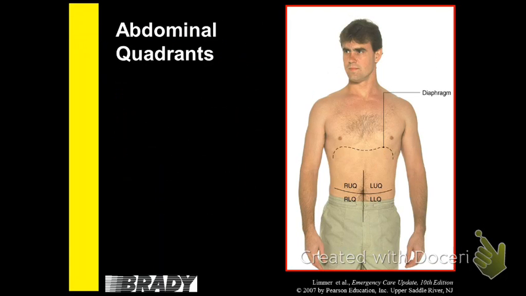Then when we look at this diagram, we see the diaphragm, this outline here showing you where the diaphragm is, because that's the what border? The rib cage border.